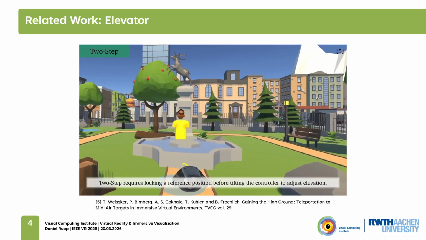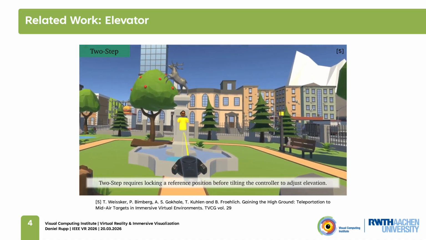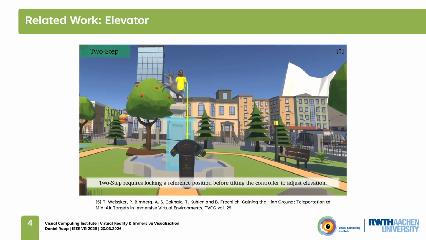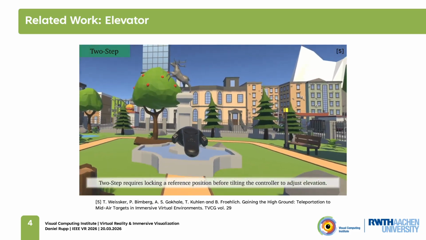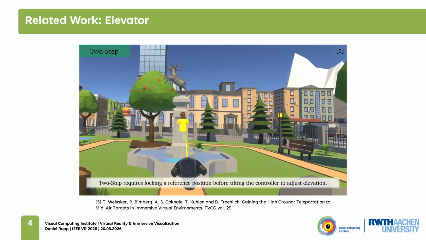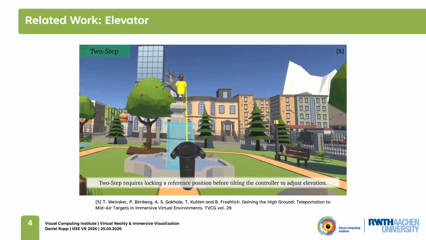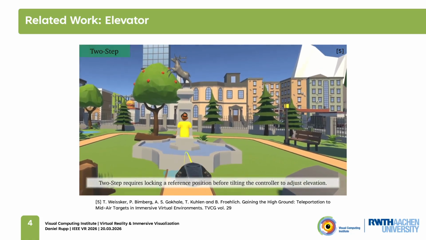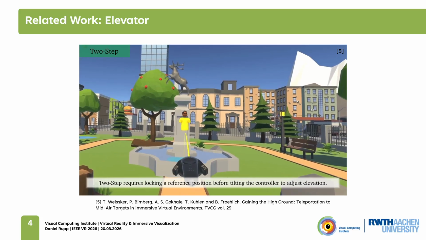The technique from Weisger et al., which we will refer to as elevator, considers these aspects. Their approach requires the selection of a ground point first before moving it into the air. So the accuracy of the final point in the air is dependent on the ground point. Therefore, this twofold approach is less accurate and slower than the ray cursor approach.